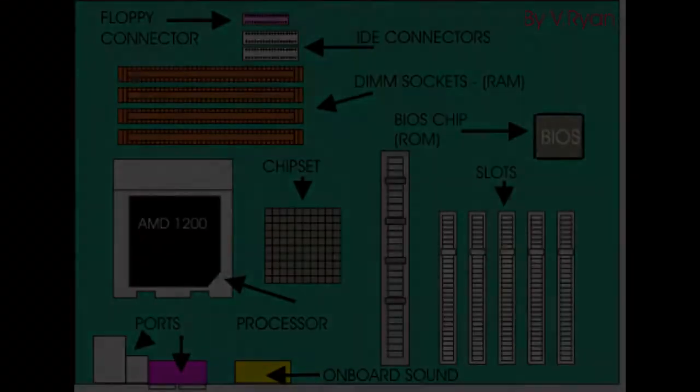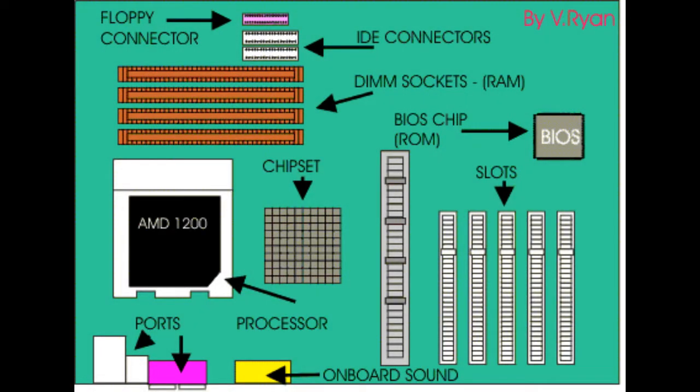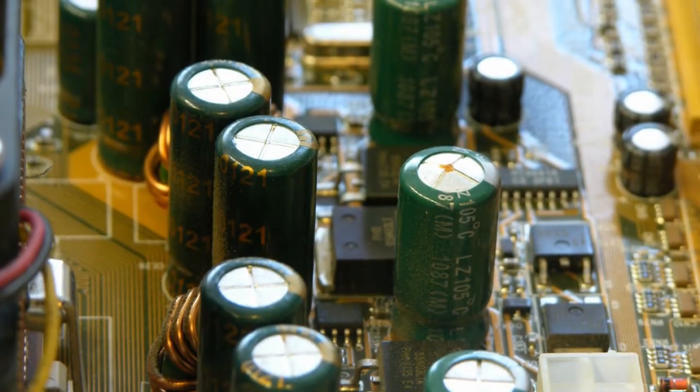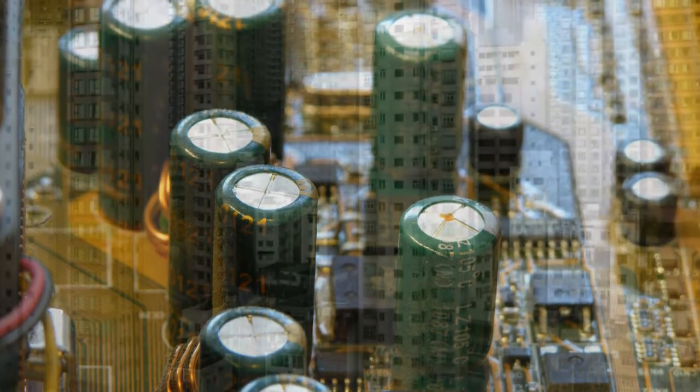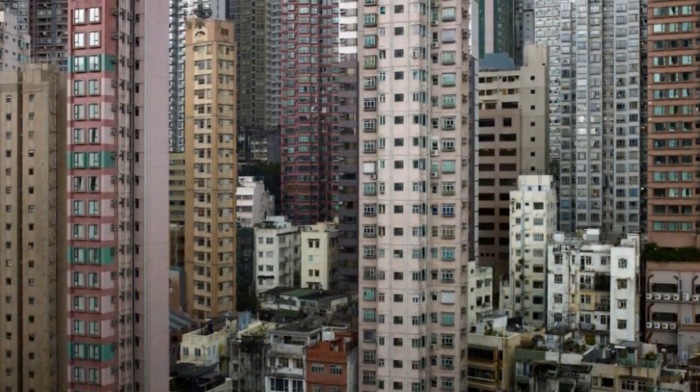To understand how a motherboard works, I listed its parts, starting with capacitors. These are spread all over the motherboard. They store electrical energy and release this energy when it is needed.